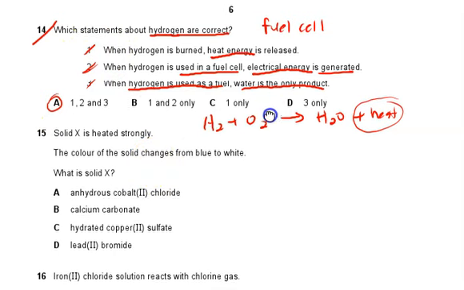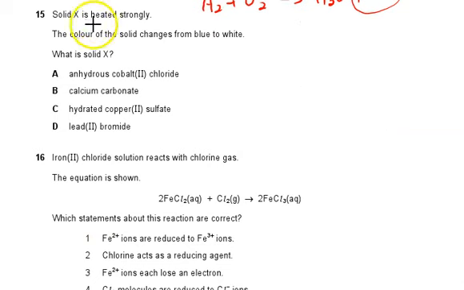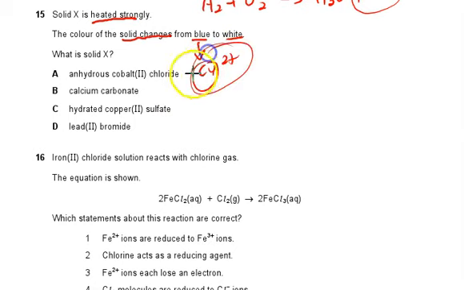Okay, now for number 15, solid X is heated strongly. The color of the solid changes from blue to white. So blue to white when heated strongly. So it's blue, you have only one, which is anhydrous copper(II) sulfate. Okay, copper sulfate, something to do with copper 2+.